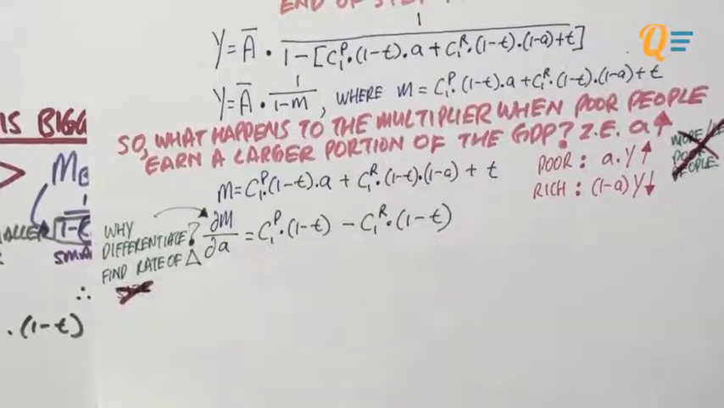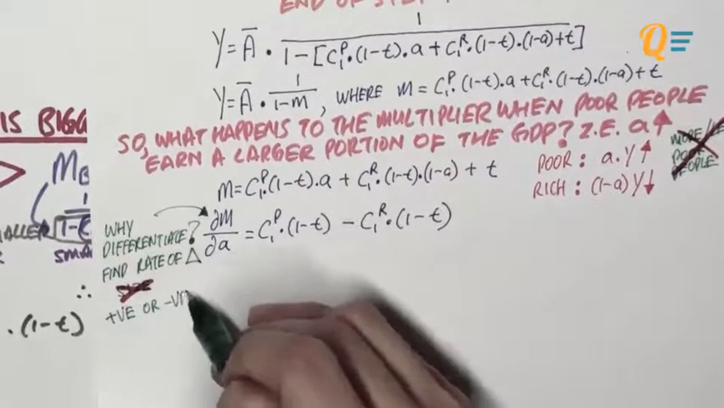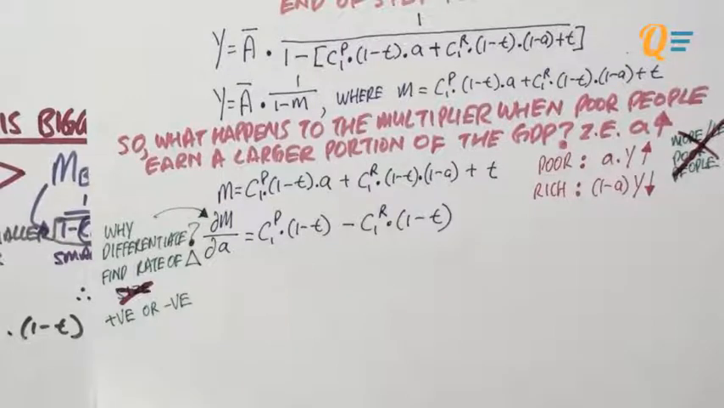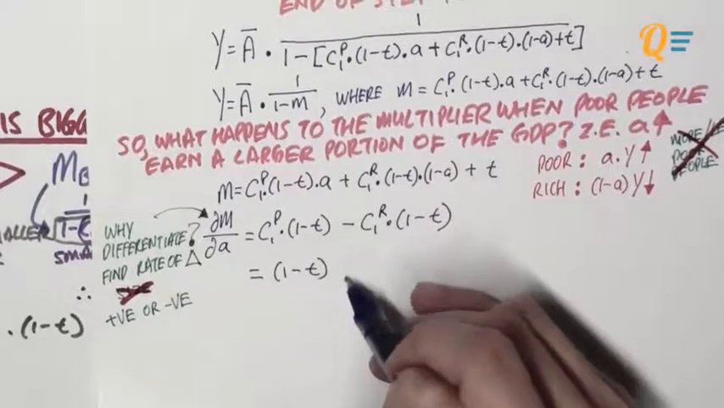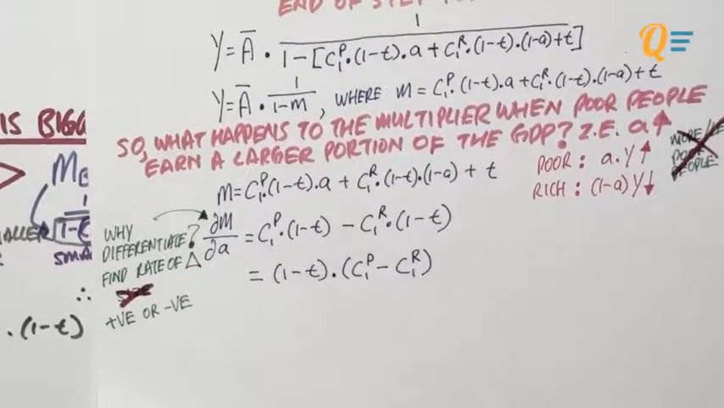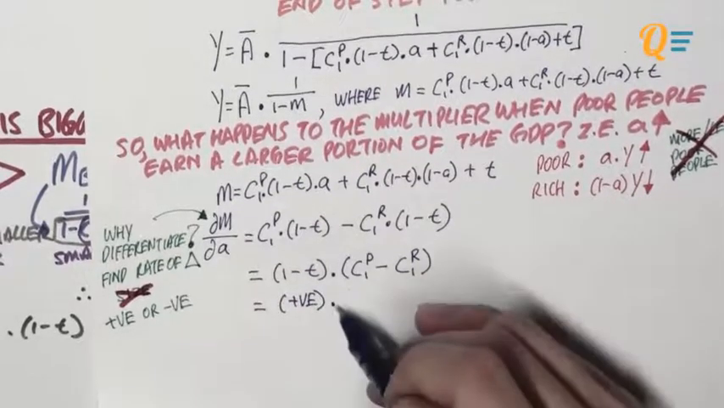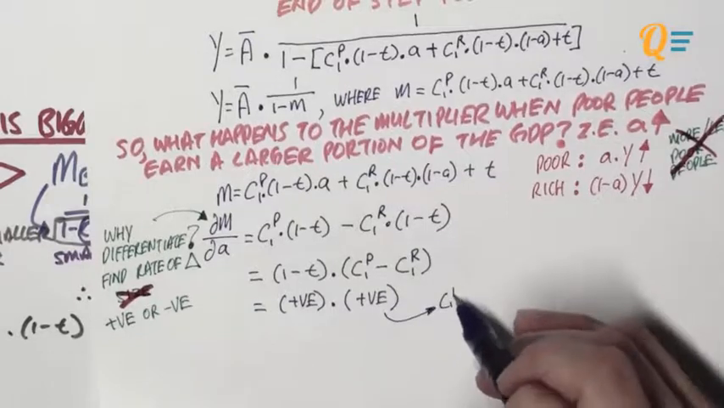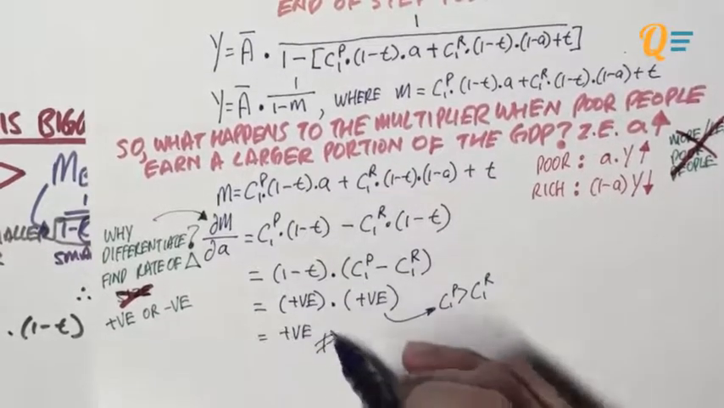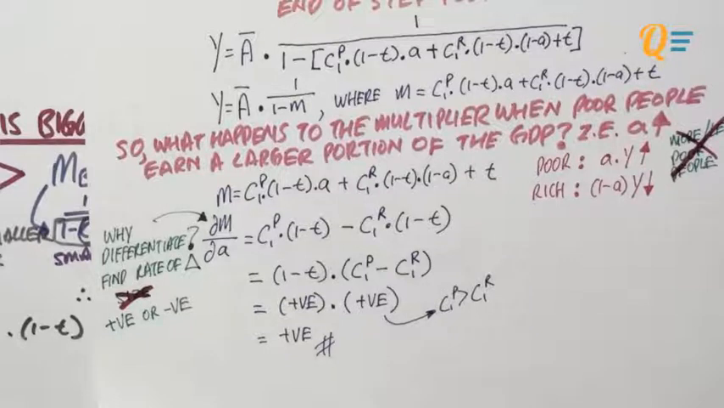Are we talking about the size? No, we're not trying to find the size of the change. We're trying to find whether this rate of change is a positive one or negative one. So basically what we're trying to find out is when alpha increases, does M decrease or increase? So that's what we're trying to find out. Okay, so this is a little bit of basic math. So I'm going to simplify the equation into this form. So 1 minus t is obviously positive, and C1p minus C1r is also positive because C1p is more than C1r. Therefore, positive times positive gives me a positive. So a positive outcome basically means that there is a positive relationship between M and alpha.